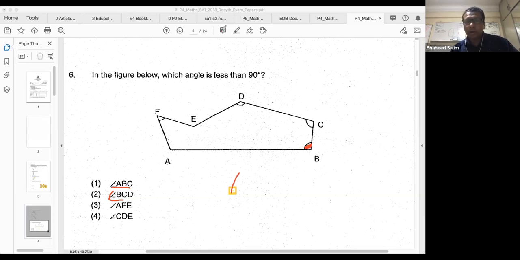I'm going to draw this. I'm going to use this one so that you can see. Can you see now this thing? This is more than 90 degrees. You can see, no? Can you see the square? It's more than 90 degrees.